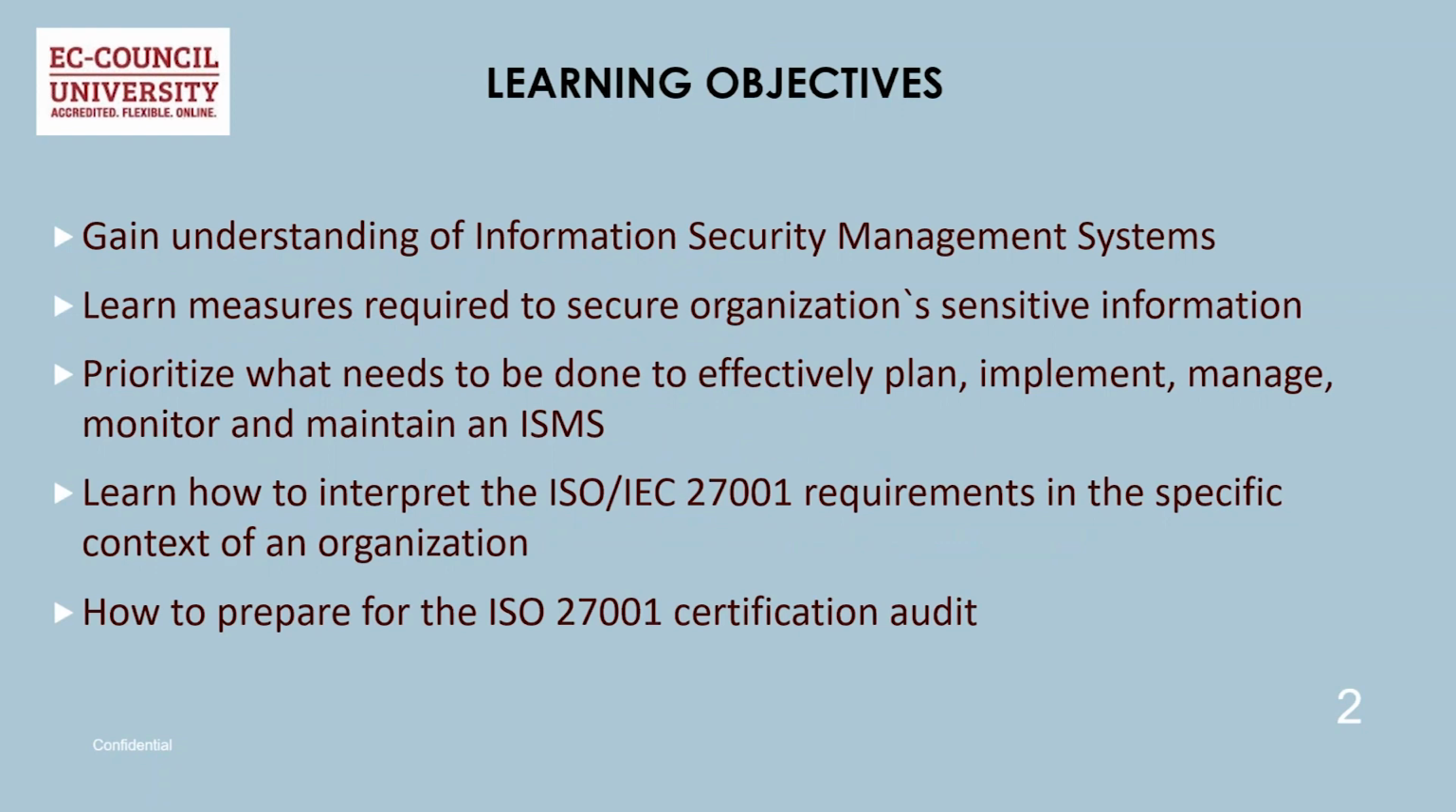As far as the learning objectives are concerned, we are going to gain some understanding of the information security management system. To put it briefly, I would like to call it ISMS. Then we will also cover the measures that are required to protect your sensitive information. There are two types of sensitive information, personally identifiable information and PHI, which is the health information, and also prioritize what needs to be done.